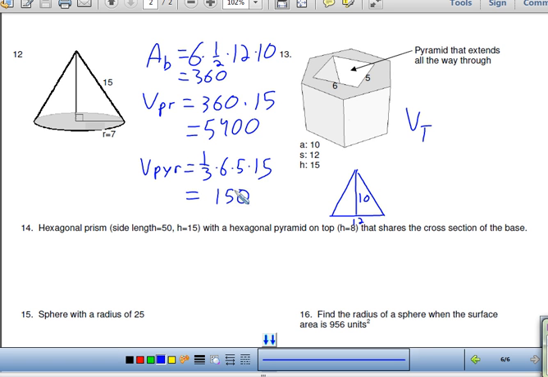So my volume total, we said, was going to be the volume of the prism minus the volume of the pyramid. 5,400 minus 150. I subtract those, and I get 5,250.